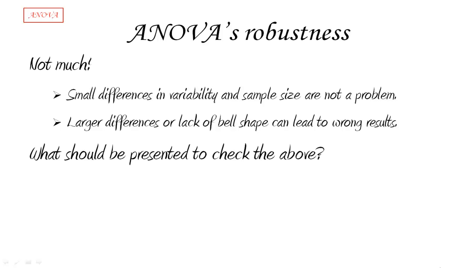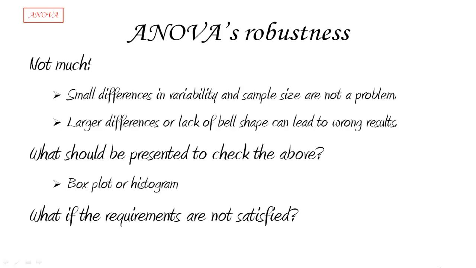Now, what should the authors present in order to check that these requirements are satisfied? Well, my suggestion is to do what I've just done, namely present box plots or at least histograms. And you're going to find that ANOVA is even worse than the t-test in the sense that these box plots or histograms are seldom, if ever, presented. And this is a major problem that you're going to have to deal with.